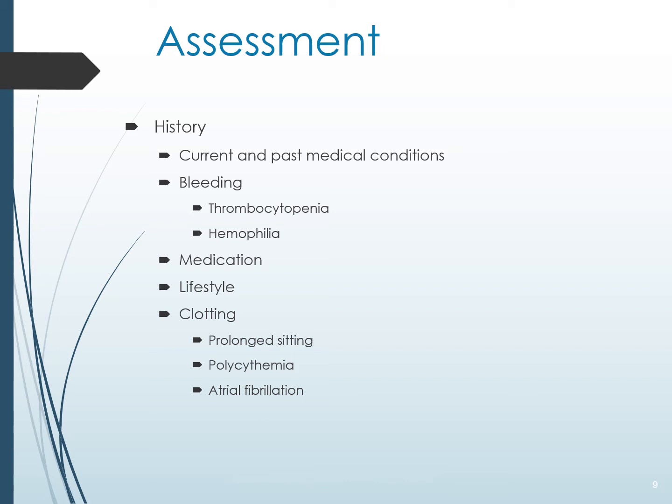Clotting. The nurse asks patients about recent prolonged sitting, such as on an airplane or in a car, or prolonged bed rest, because these are risk factors for venous thrombosis. Nurses should inquire about swelling, redness, and pain in the extremity. They should also ask about a history of atrial fibrillation, which increases risk of atrial emboli into the cerebral circulation. A report of leg pain when walking may indicate arterial insufficiency of the lower extremities.